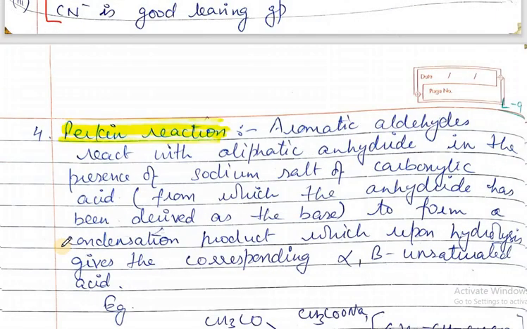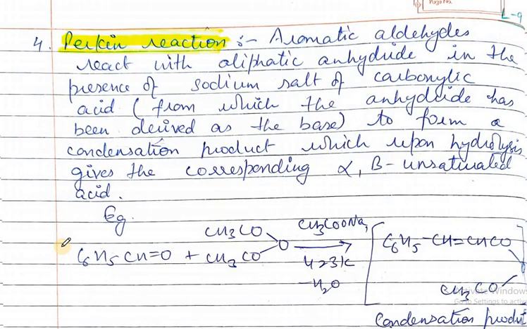So next is the Perkin reaction. In the Perkin reaction, again the aromatic aldehydes only, as in benzoin condensation also, aromatic aldehydes react with aliphatic anhydride in the presence of the sodium salt of the carboxylic acid from which the anhydride has been derived as the base, to form a condensation product, which upon hydrolysis gives the corresponding alpha beta unsaturated acid.